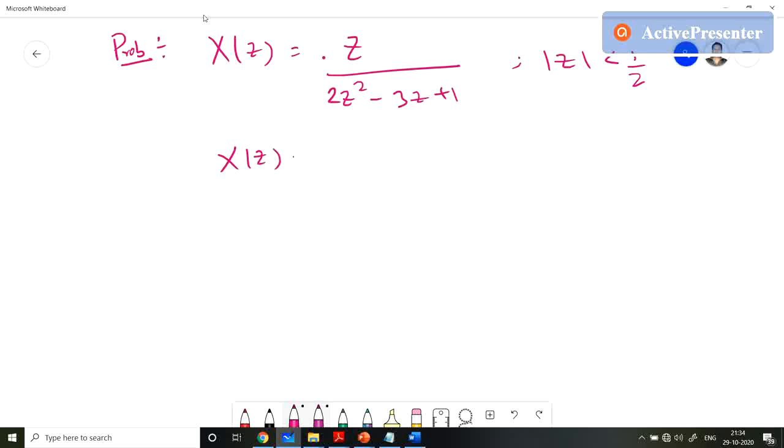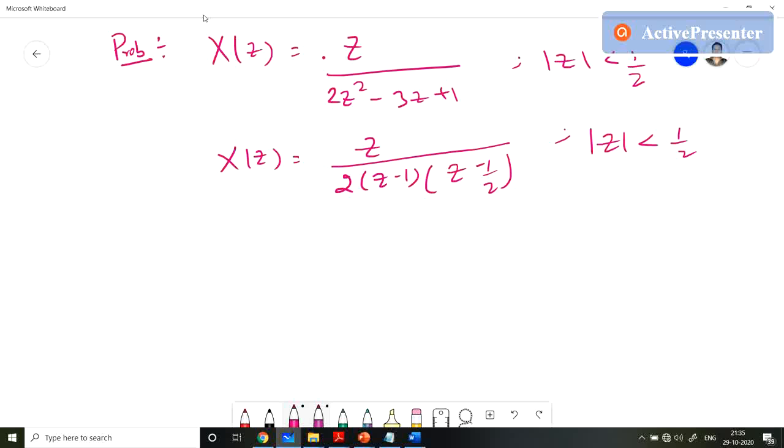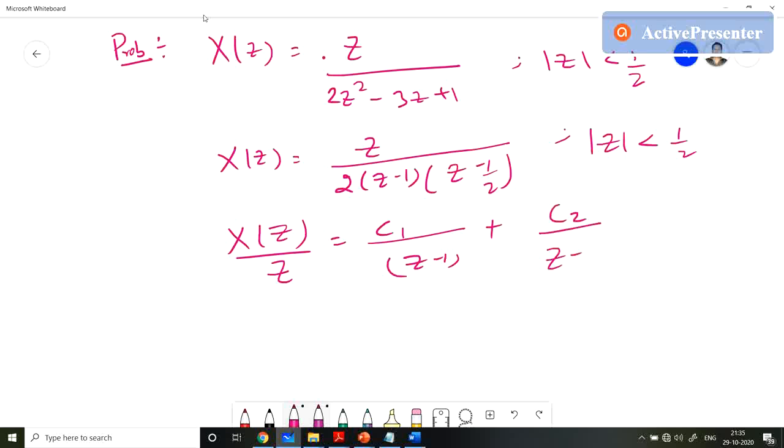So X(z) is equal to z divided by, we can write it in factored form, 2z minus 1 times z minus 1 by 2 wait, (z minus 1) times (z minus 1 by 2), with ROC modulus of z less than 1 by 2. Using X(z) divided by z and doing the partial fraction analysis, it is equal to c1 divided by z minus 1 plus c2 divided by z minus 1 by 2.